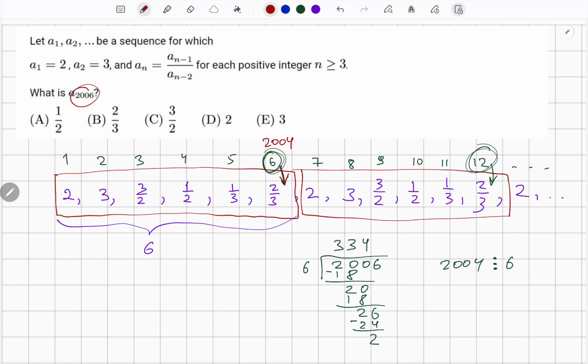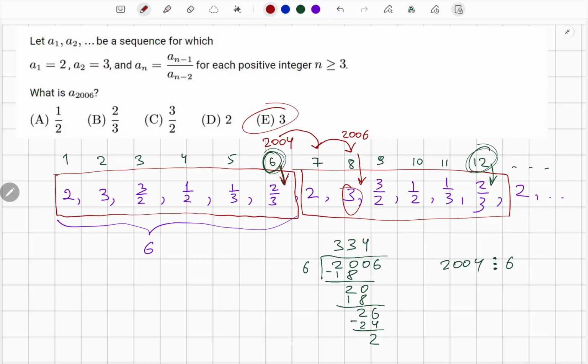And again, we are interested in the 2006 term. That is, I have to go by foot. I have to go 2 units to the right. This is the 2006 term, which is 3. Where's 3? It's E. Answer choice E.